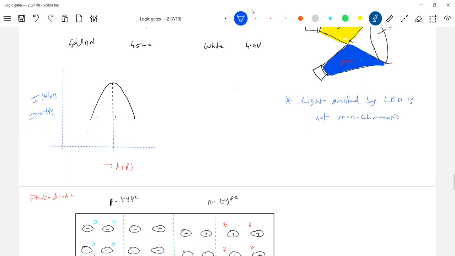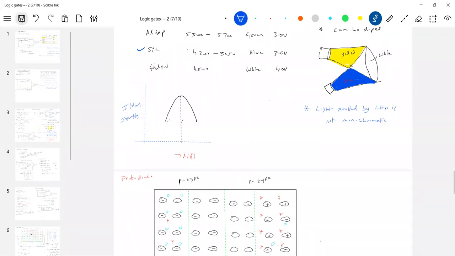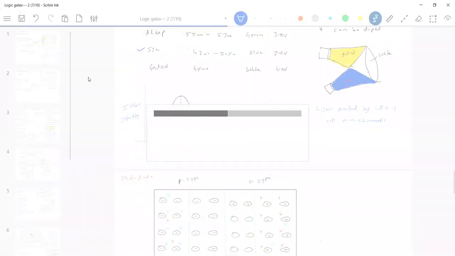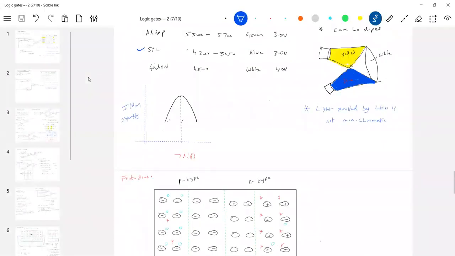So what does an LED do? It converts electrical energy into light energy. An ordinary diode converts electrical energy into heat energy. What about LED? It converts electrical energy into light energy.